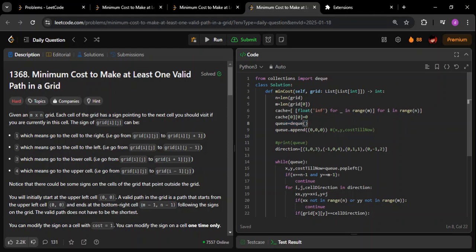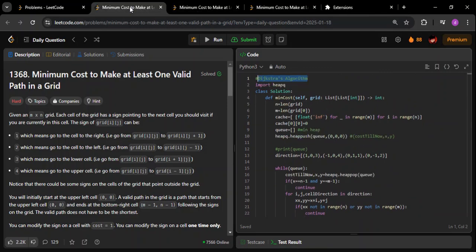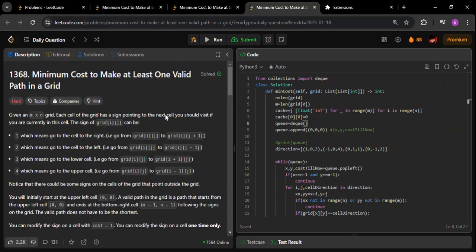These solutions are very different. This is based on my analysis. My analysis tells me that these solutions are working well, but Dijkstra's is working the best. So I will be showing them in the same order. So friends, let us quickly begin with this video. It is 1368, Minimum Cost to Make at Least One Valid Path in a Grid.